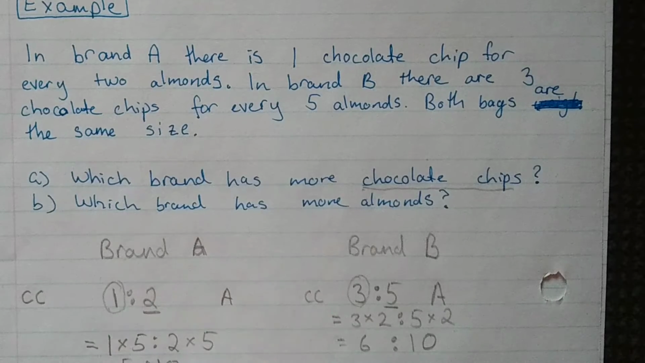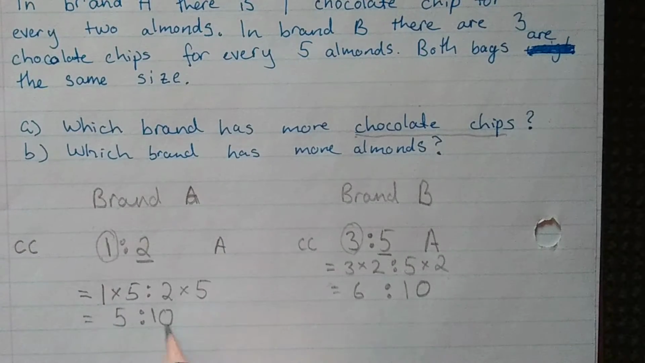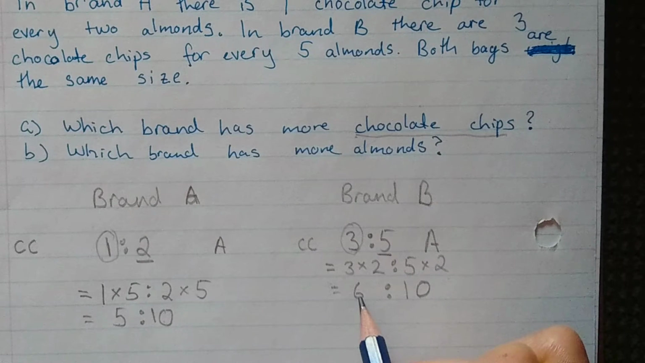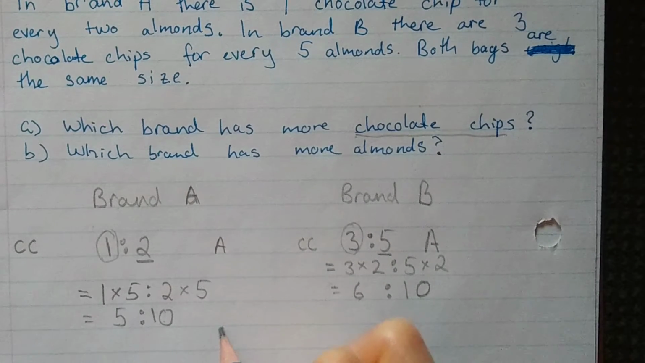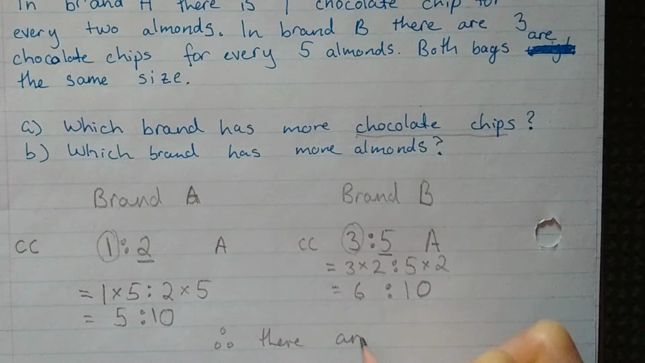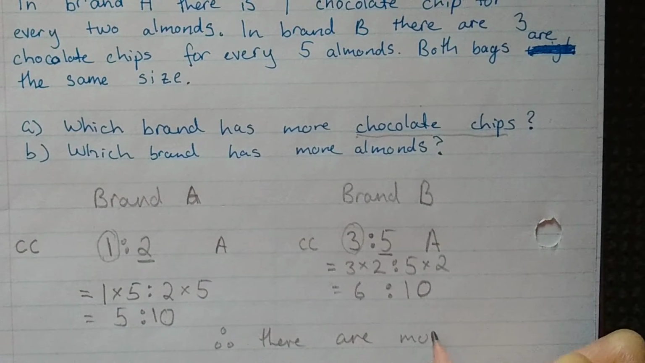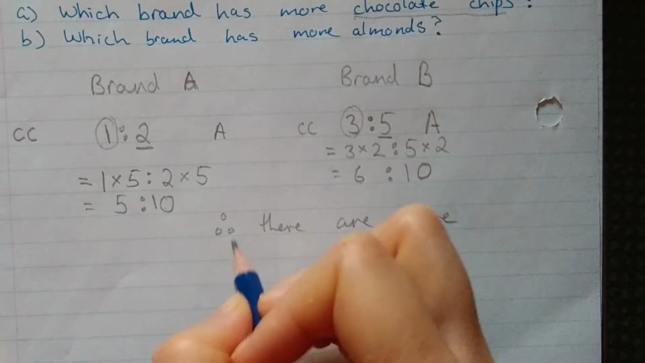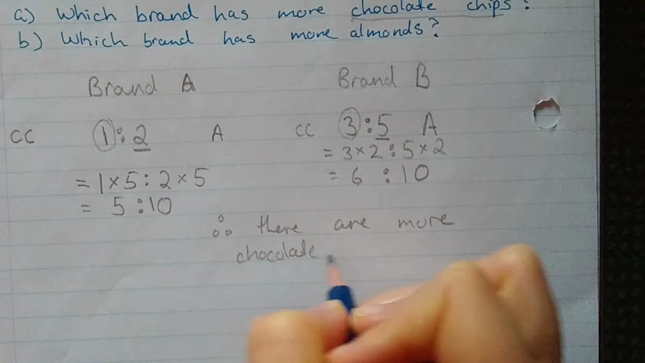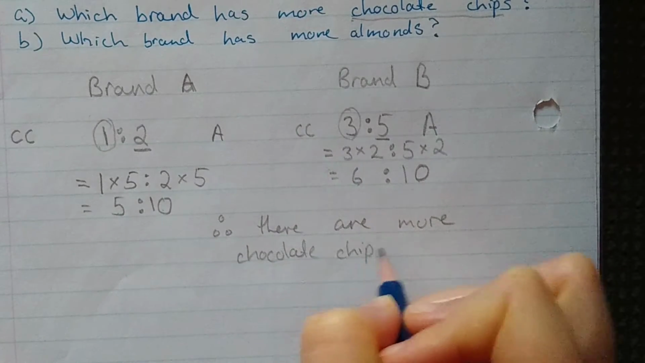Now that we have 10 in both ratios, we know that whenever there's 10 almonds, there will be 5 chocolate chips, but here whenever there's 10 almonds, there will be 6 chocolate chips. So we can say, therefore, there are more chocolate chips in brand B.